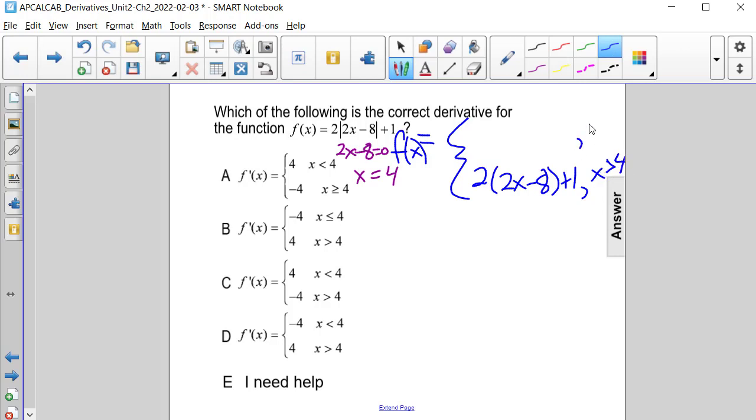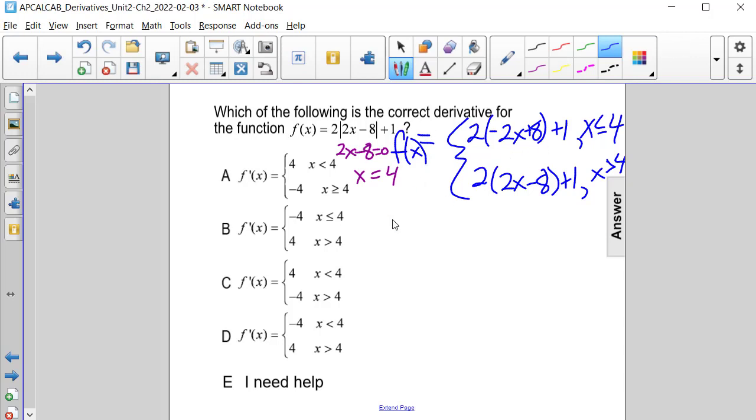And now we have to determine what the function is for x values less than or equal to 4. And that's going to be the negative of what's inside of here. So we can keep the 2 the same, but then change the inside to be negative 2x plus 8, and then plus 1. So this is how we can write our absolute value function.